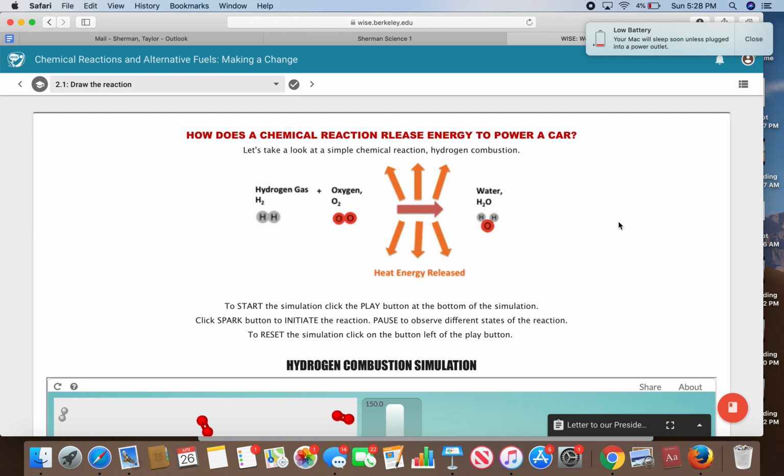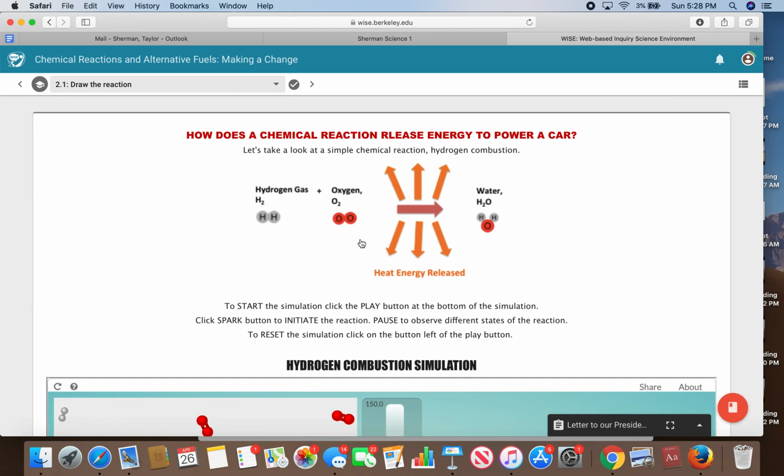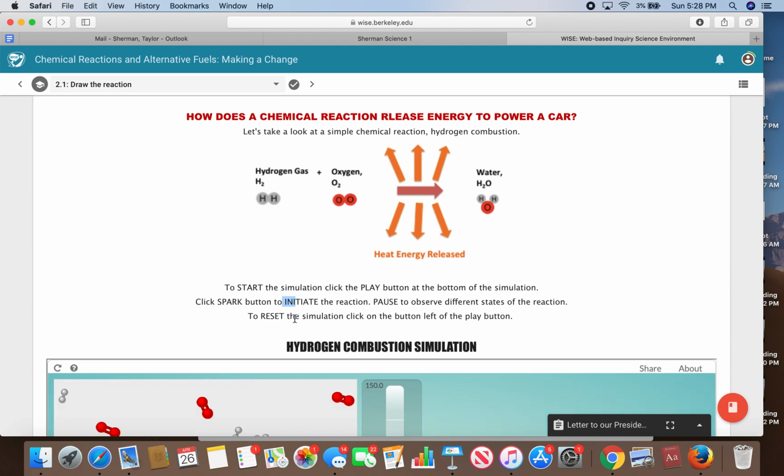And so we're going to have to see how this can actually happen. All right. So let's read the instructions. To start the simulation, click play at the bottom of the simulation. Then click spark to initiate the reaction. Pause to observe different states of the reaction.